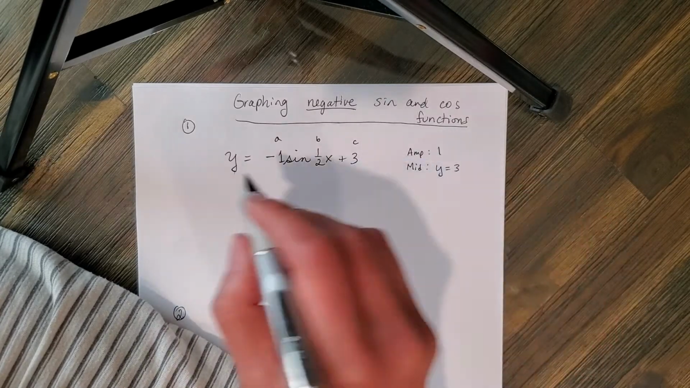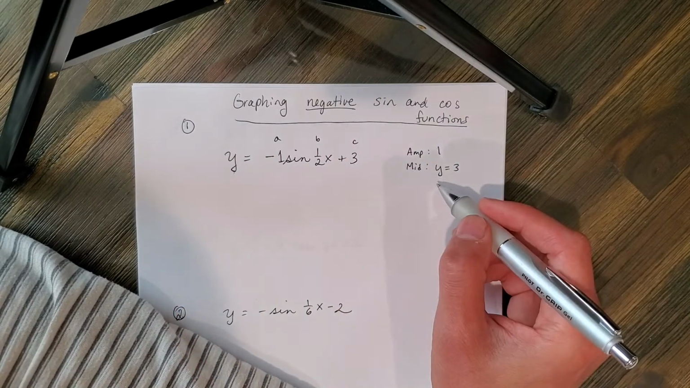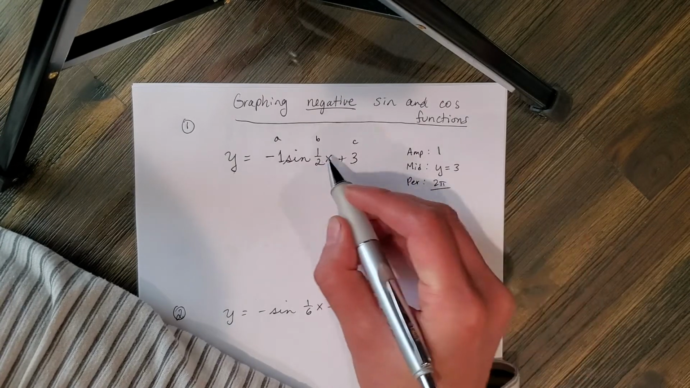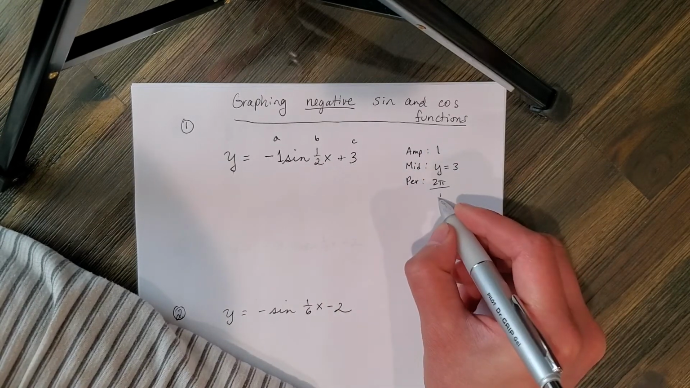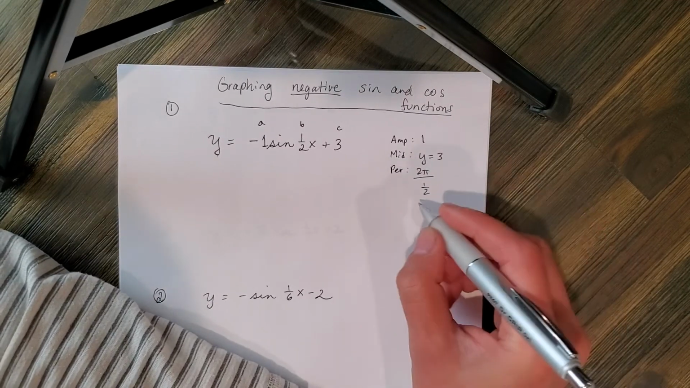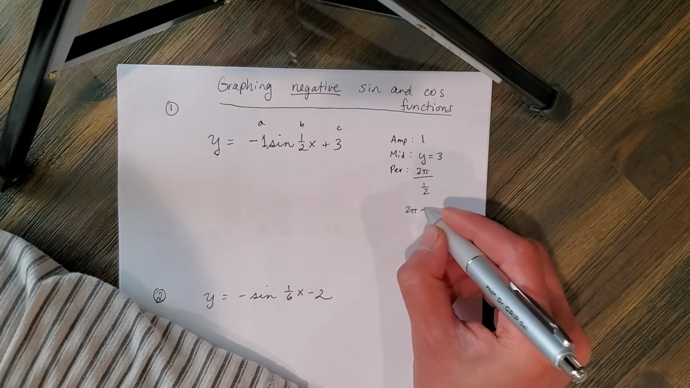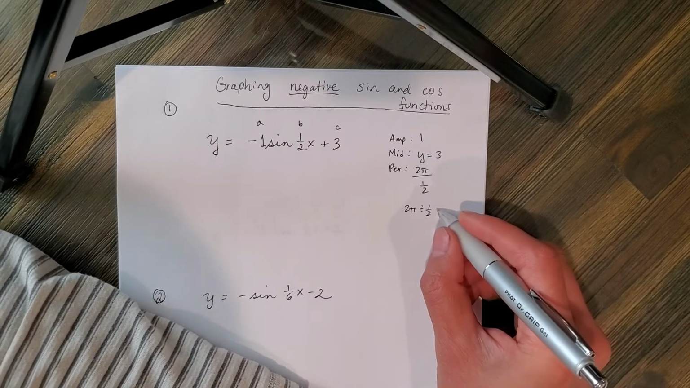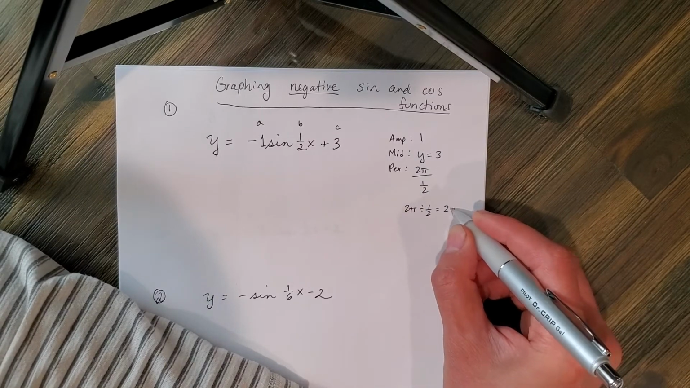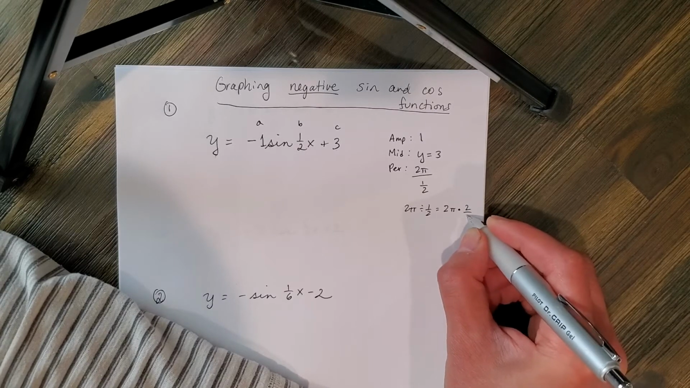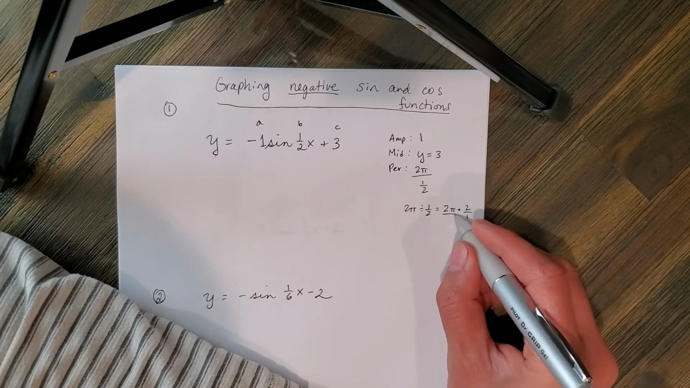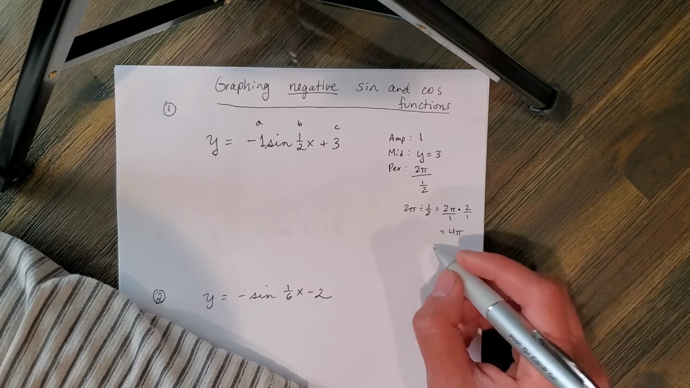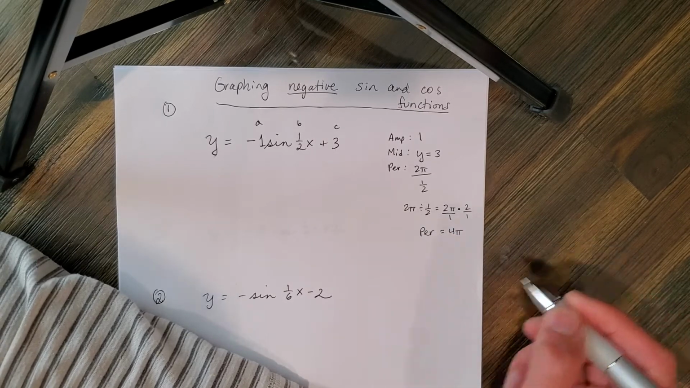That means we're going to draw a midline at 3. And then our period is going to be 2 pi over b, which is 1/2. So this really means 2 pi divided by 1/2. That's what over 1/2 means. And so we're going to go ahead and multiply by the reciprocal. So 2 pi times 2 over 1. All right, I can make that into a fraction also. So it becomes 4 pi. So that's my period. Okay, my period is 4 pi.